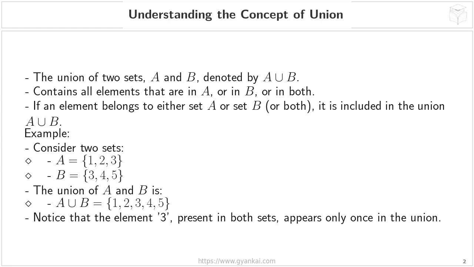This is a key point to remember. The union only includes unique elements. We'll see how this looks visually in a Venn diagram on the next slide, which will really help solidify this concept. But for now, make sure you understand that the union is about combining all elements, avoiding repetition, and including anything that's in either set or both.